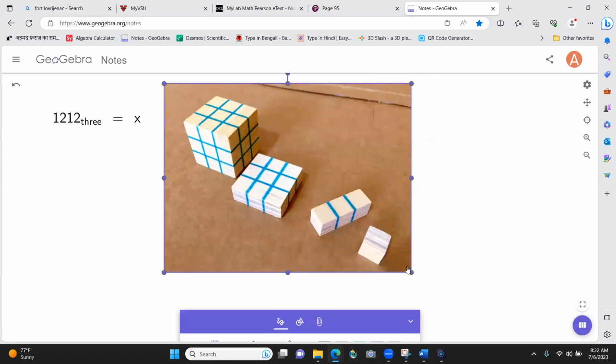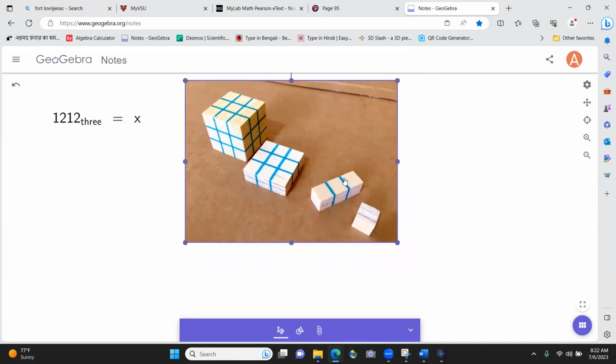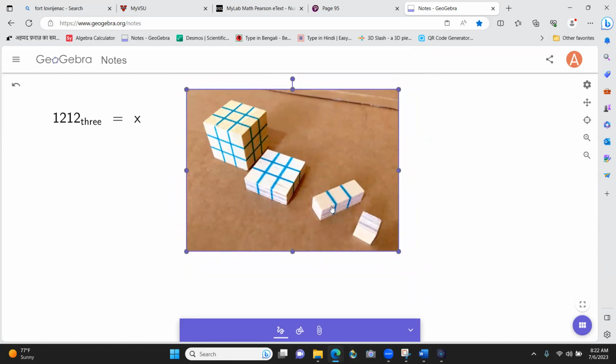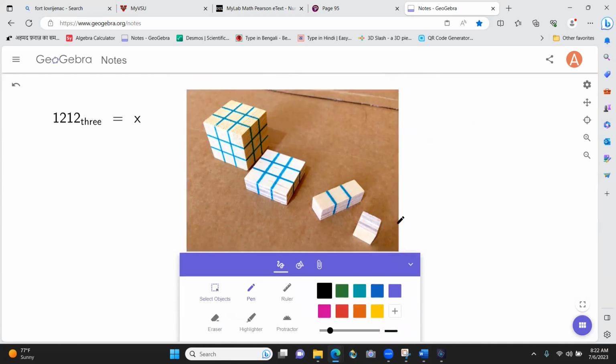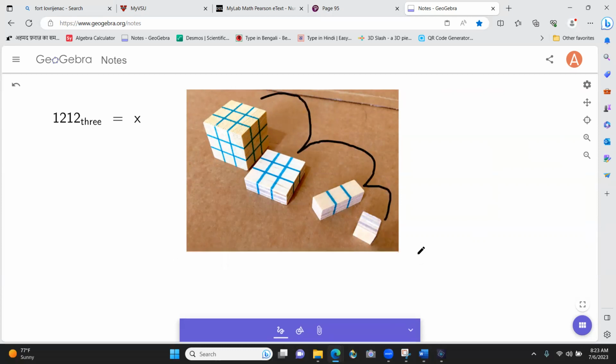All right, so base 3, these are called base 3 blocks. The first one has 1 cube. The second one has 3 cubes. The third one has 9 cubes. The next one, the fourth one, has 27 cubes. Now, how do we do that? Well, 1 times 3 is 3. 3 times 3 is 9. 9 times 3 is 27. That's how base 3 blocks are made, right?